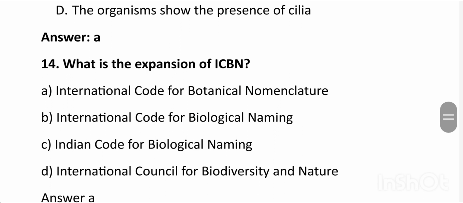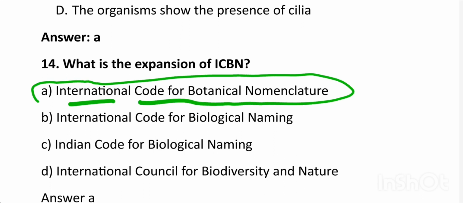Then what is the expansion of ICBN? ICBN is the International Code for Botanical Nomenclature. And what is the expansion of ICZN? International Code for Zoological Nomenclature. This ICBN is meant for naming and classifying the plants.